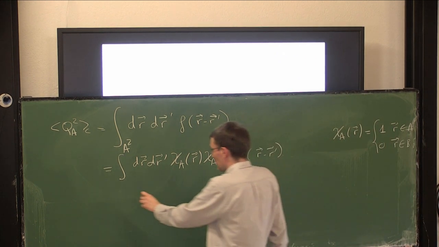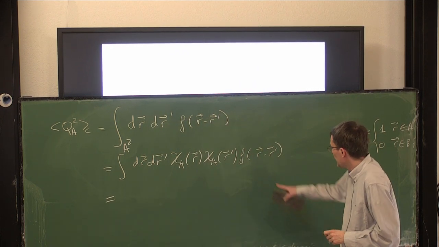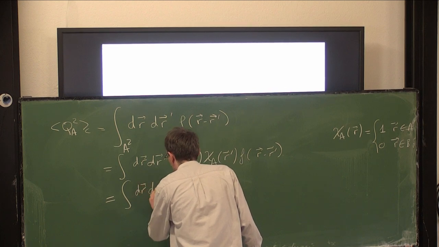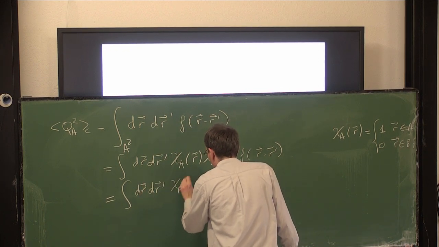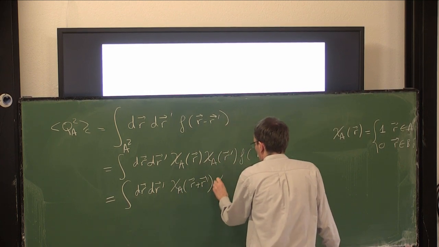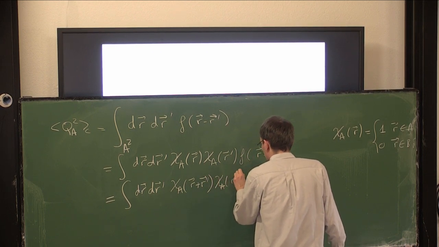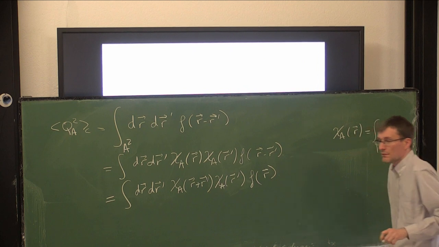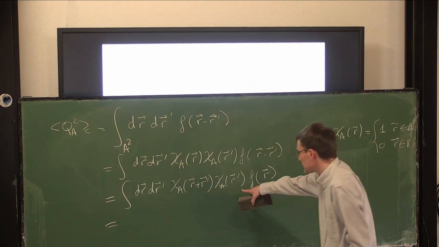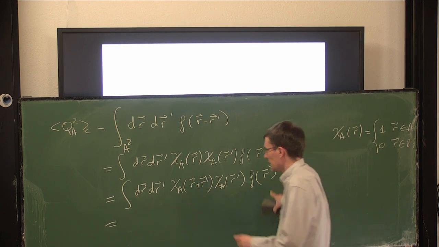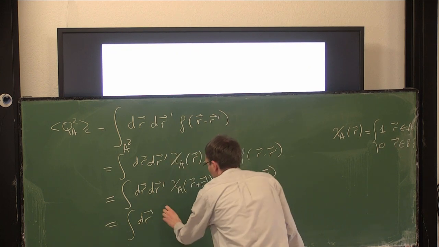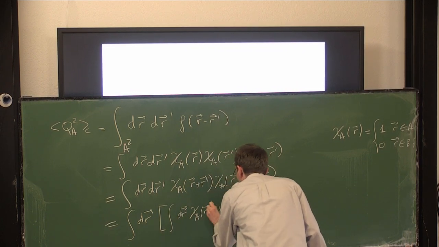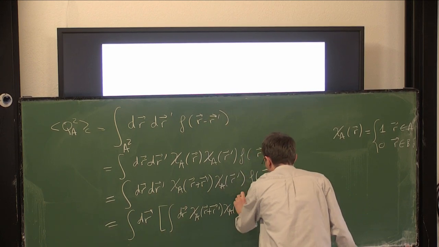Then it's a simple change of variables. You decide that your new variable is r plus r prime, and you keep the other constant. And what you get is dr prime, I keep the same letter, f of r becomes r plus r prime. Easy. And there is a nice thing that one of the integrals you can get out. This is the integral dr times the integral dr prime of chi_A of r plus r prime times chi_A of r.